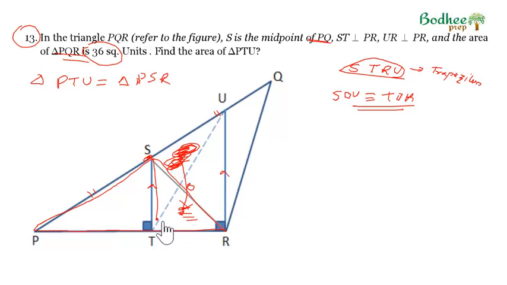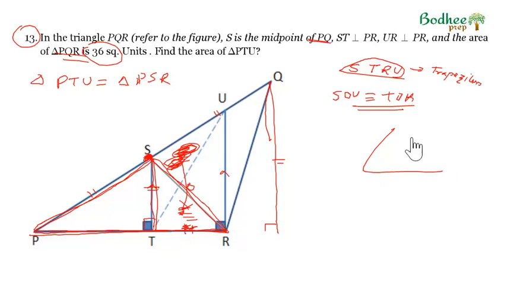since S has been dropped perpendicular, in PUR the area of this part will be half of the complete largest triangle PRQ. Why? Because the base is same, and because this is the midpoint. If I drop the height from Q on PR, you will find that this length will be double of this, because S is the midpoint. This is the midpoint theorem.